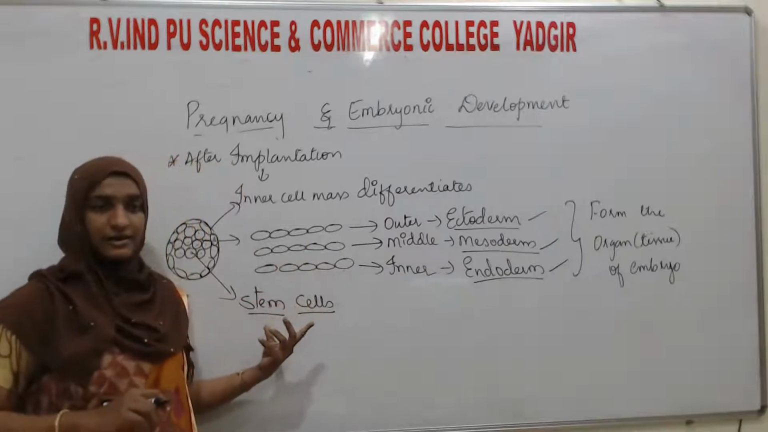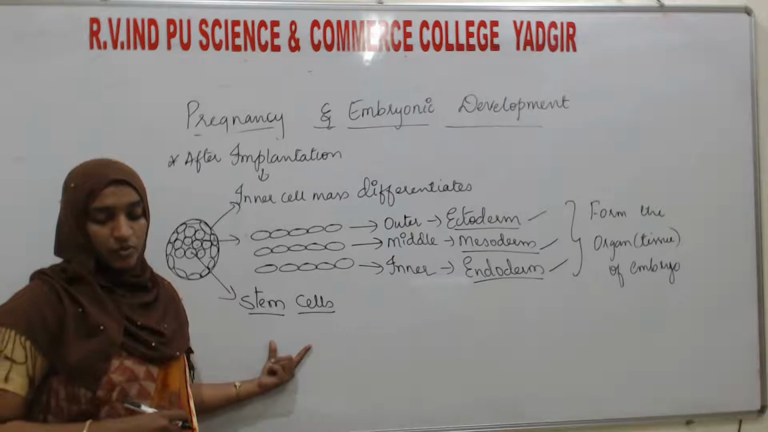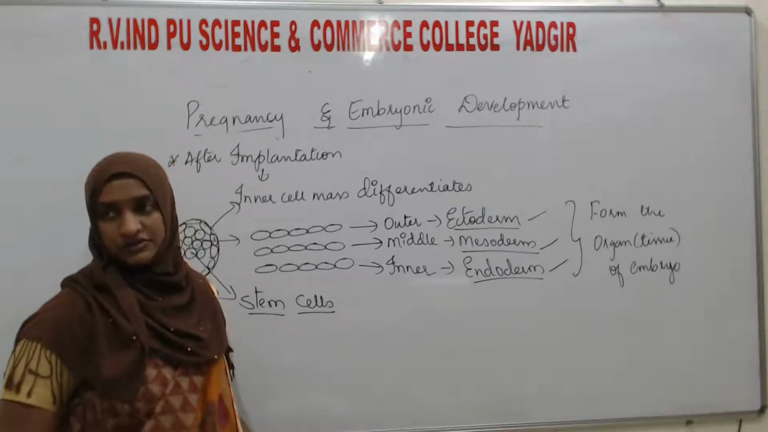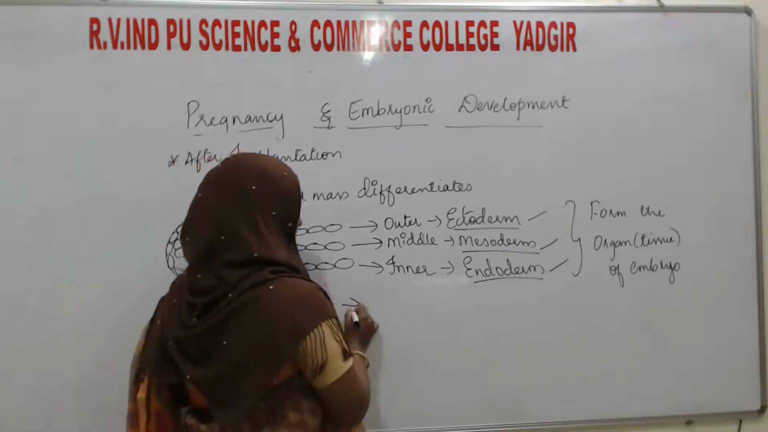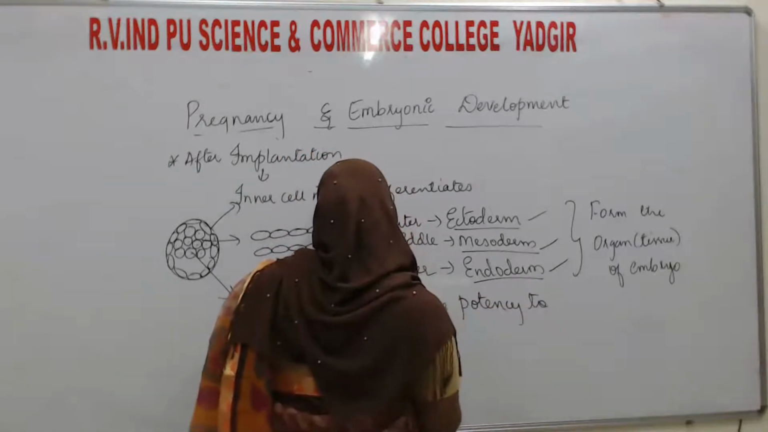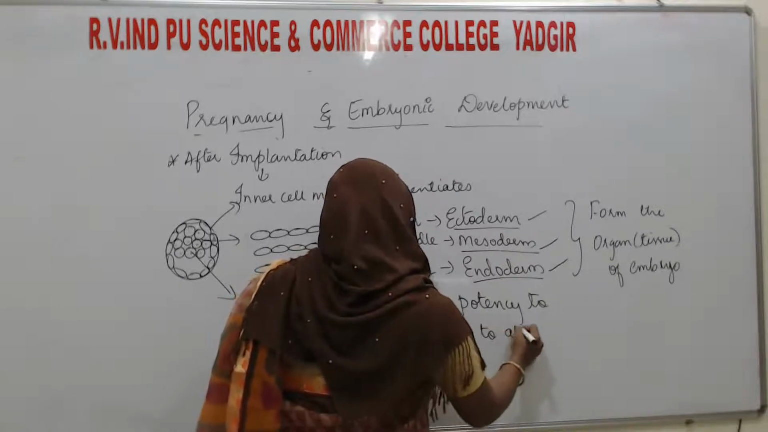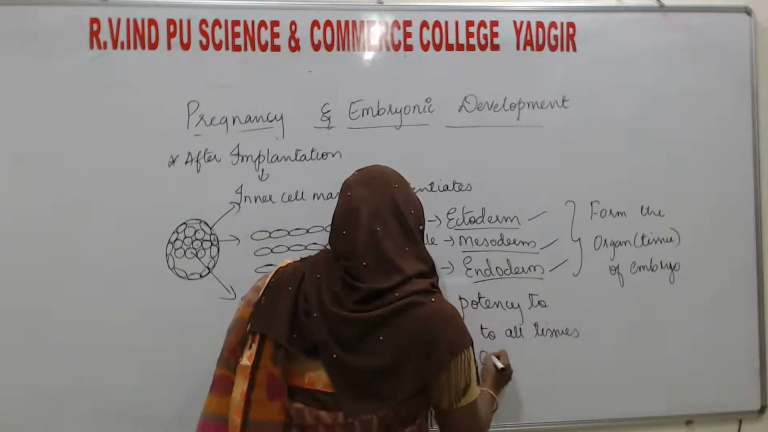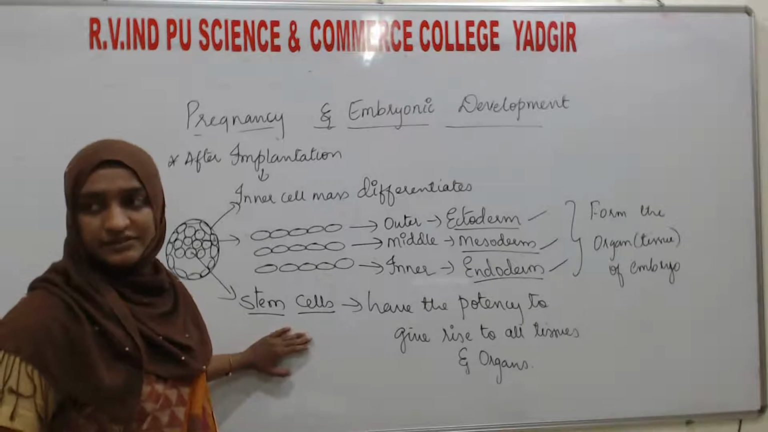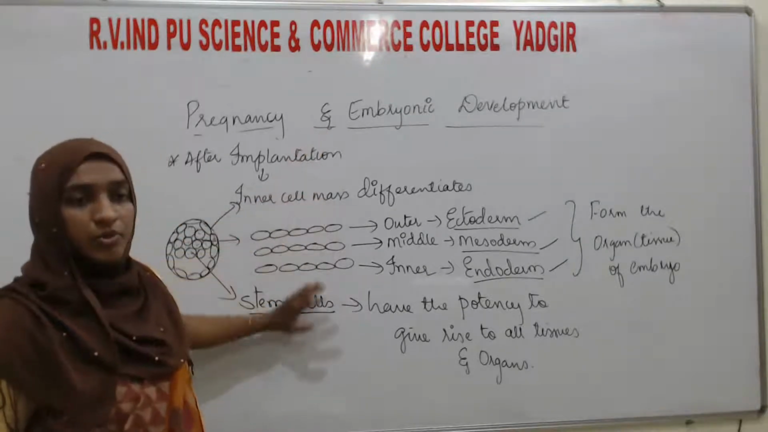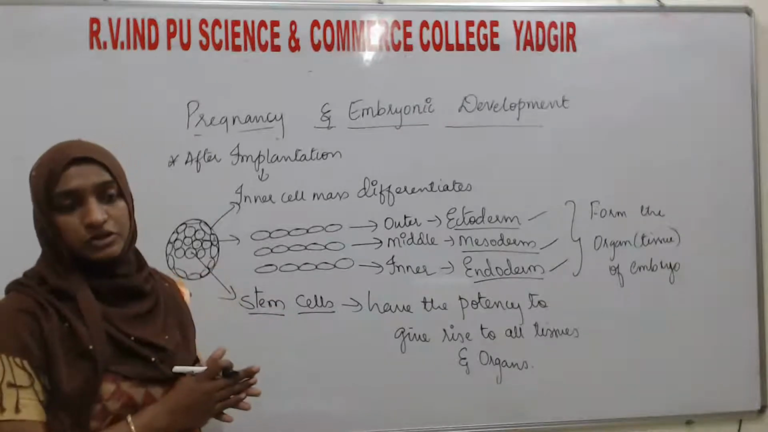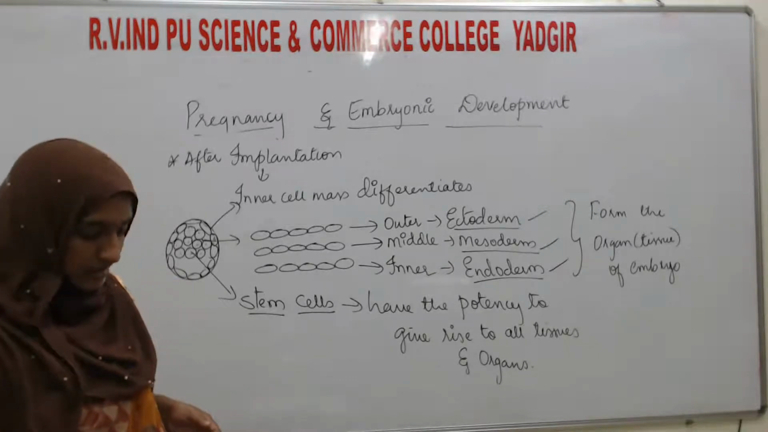Among these layers there will be some stem cells. What is the meaning of stem cells? These cells have the potency to give rise to all tissues and organs. Potency means ability. All tissues and organs are developed by the stem cells. This is about embryonic development, how the organs and tissues first develop. The next we will see in which month how much the embryo develops inside the uterus.